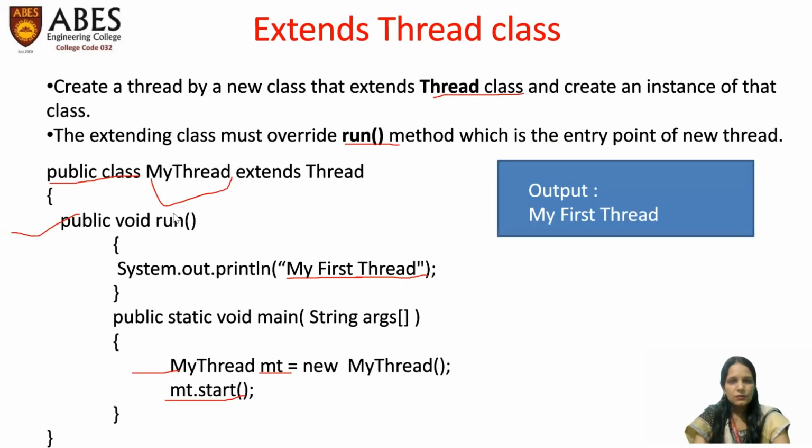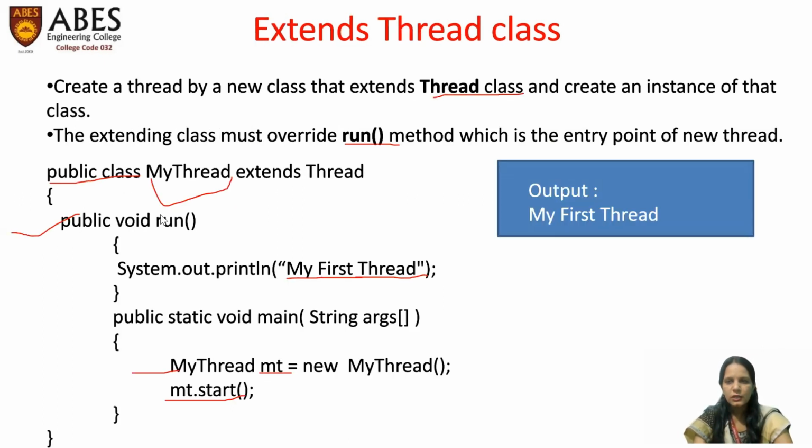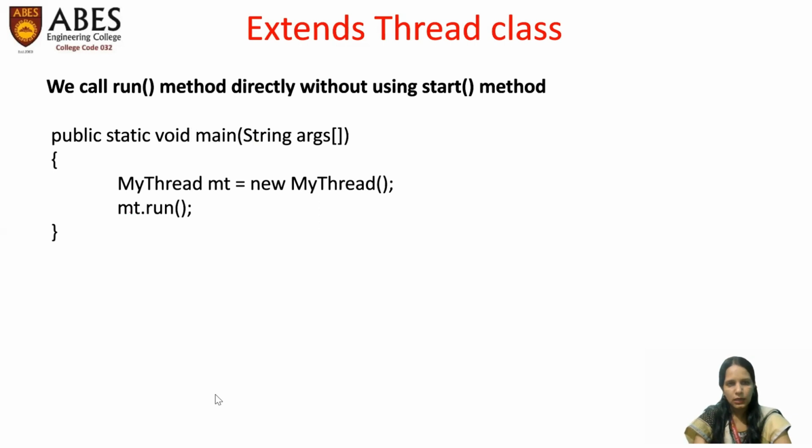That means in the previous cases we got the output "my first thread", and in the similar way we will get the output "my first thread" using this method also. So instead of writing t.start, we can use t.run. Just remember these things.